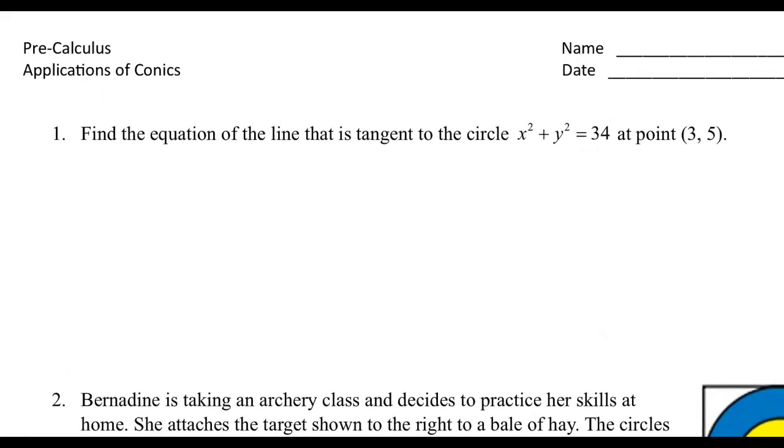Question number 1 states that we need to find the equation of the line that is tangent to the circle given by that equation at point (3, 5). Unfortunately, it doesn't really specify what form it wants the equation in. There are 3 different forms that we could technically write this in: point-slope form, standard form, or slope-intercept. For the purposes of this question, I'm just going to write it in point-slope form, just to make it easier on ourselves.